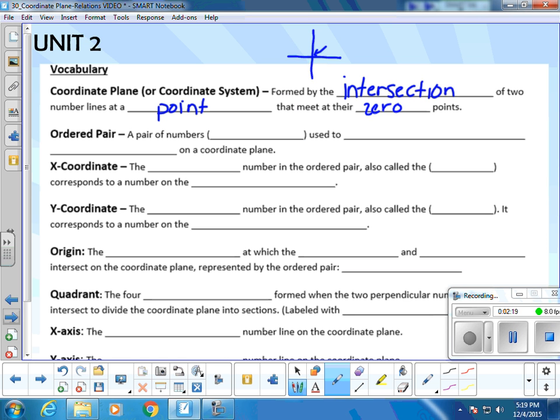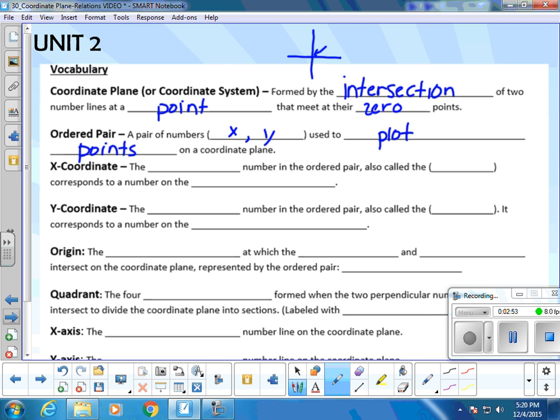An ordered pair is a pair of numbers, and we label it X and Y, that's used to plot or put points on the coordinate plane. So if we're plotting them, that means it's kind of like Battleship. It's where we're saying, okay, we're going to go over here and then we're going to go up here or down here. It's our GPS, kind of like the GPS in your car. It tells you where to go.